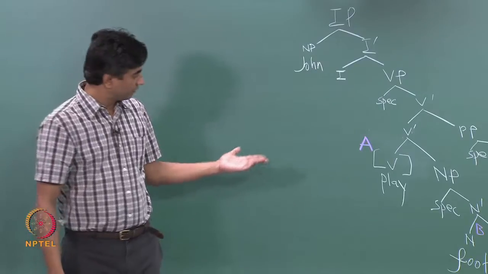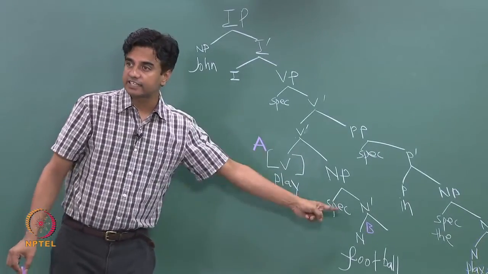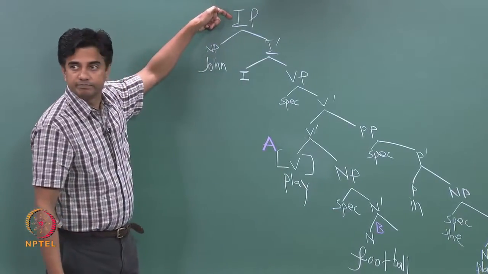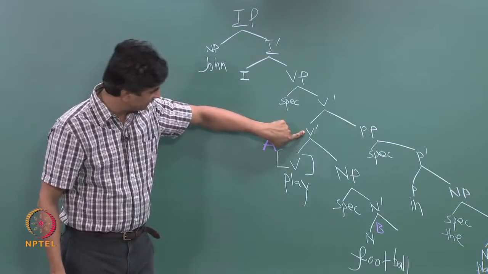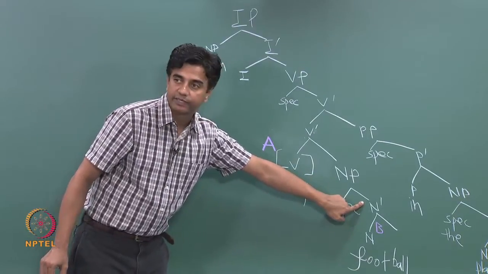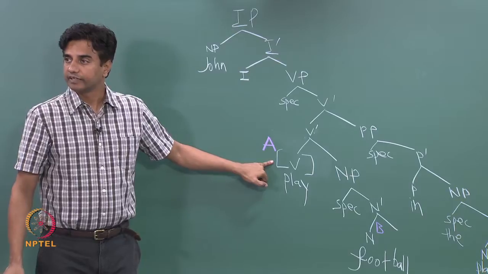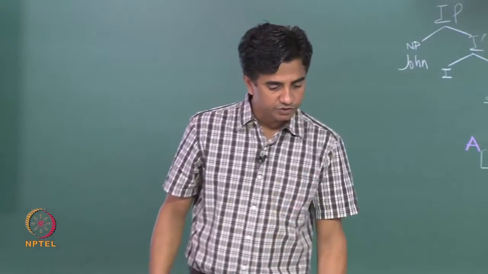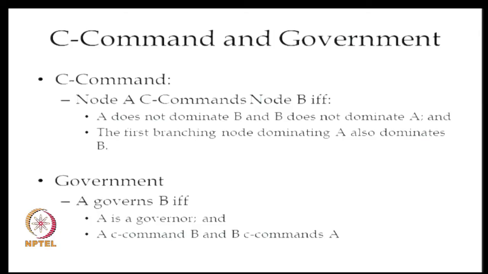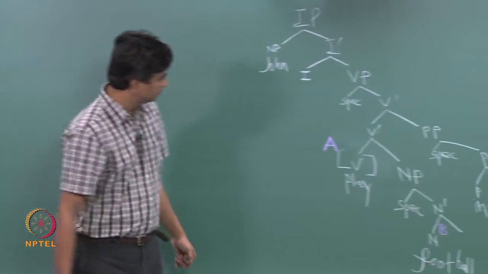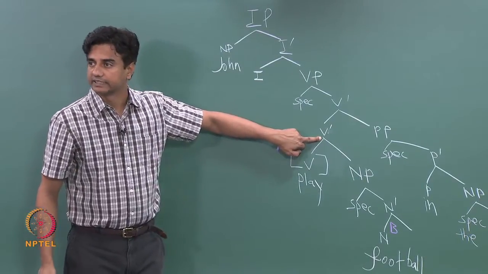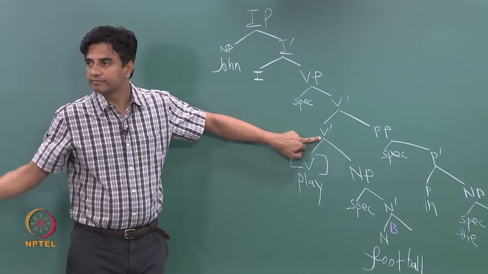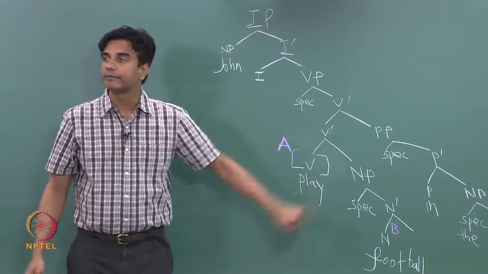But for A to dominate B, you should have a line tracing directly to that. So IP dominates N, I bar dominates N, VP dominates N, V bar dominates N, this V bar dominates N, this NP dominates N, this N bar dominates N, but not this V. Right? Get this? So the first condition is met. What is the second condition? The first branching node dominating A also dominates B. What is the first branching node dominating A? V bar. Does it dominate B? Yes, it does. So this condition is met. Therefore, we can say A C commands B.